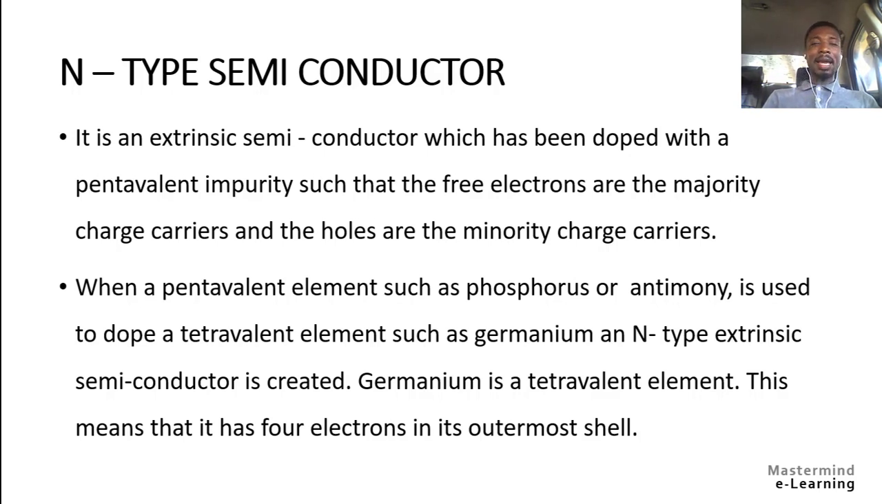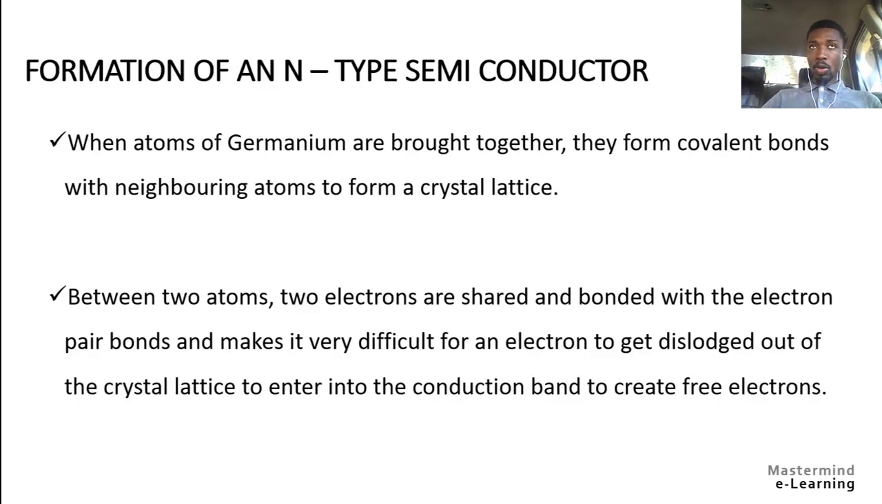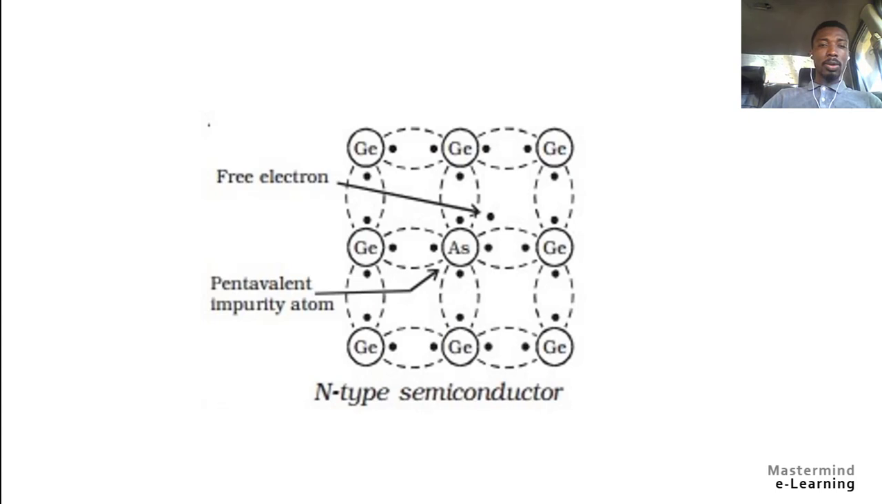Now, how are N-type semiconductors formed? To form an N-type semiconductor, you pick a tetravalent element and you dope it with a pentavalent element. When a pentavalent element, such as phosphorus or antimony, is used to dope a tetravalent element such as germanium, an N-type semiconductor is formed. Here you notice that this is a germanium piece, and it is doped with arsenic, which is pentavalent, while the germanium is tetravalent.